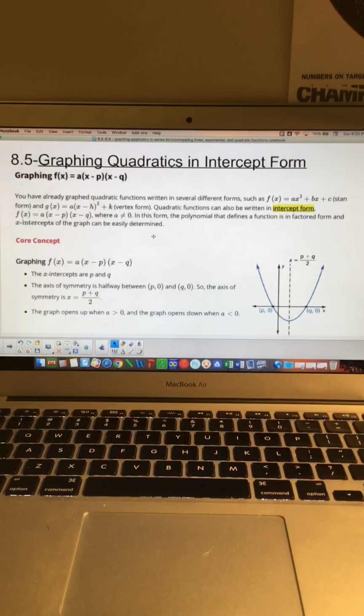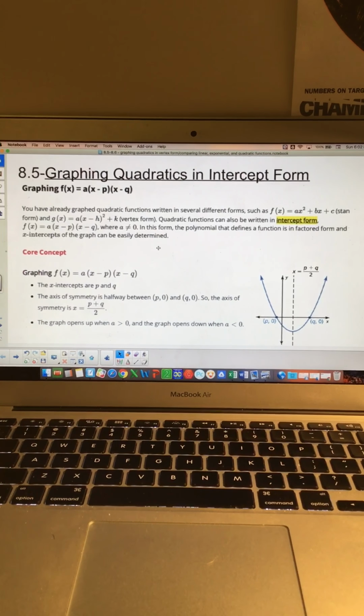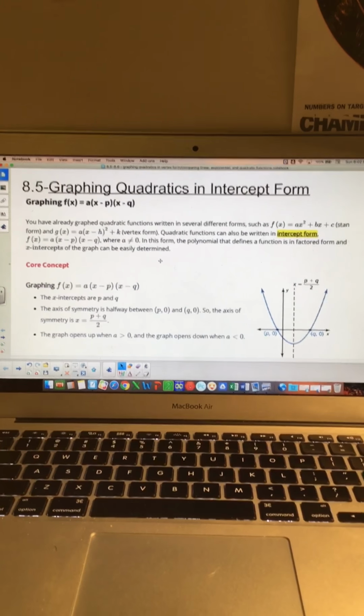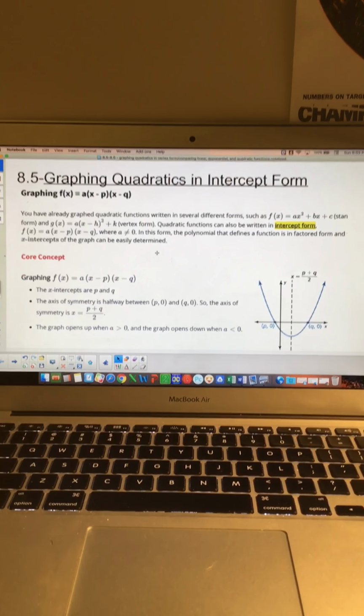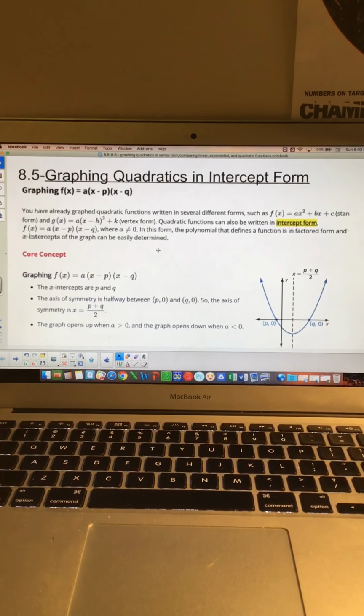All right, everyone, we're back out of here, getting ready to go to 8-5, 8-6: graphing quadratics in intercept form, and then comparing quadratic functions to linear and exponential.